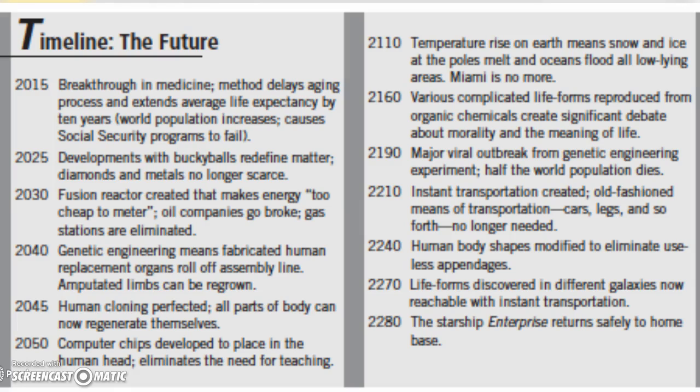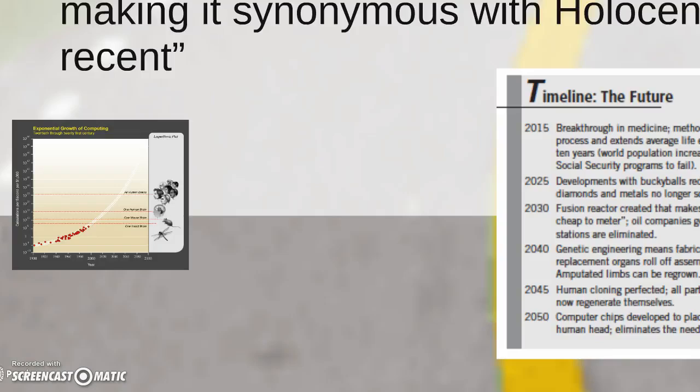Of course, this is all speculative. Amputated limbs may be regrown. 2045, human cloning may be perfected. All parts of the body can now regenerate themselves. 2050, computer chips developed to place in the human head eliminate the need for teaching. That will put me out of a job, but I shouldn't be around by that time. And it continues with temperature rising on Earth, Miami going underwater, various complicated life forms reproduce from organic chemicals, significant debate about morality and the meaning of life. We already have that now, and etc. 2280, the Starship Enterprise returns safely to home base. A little bit of humor there.